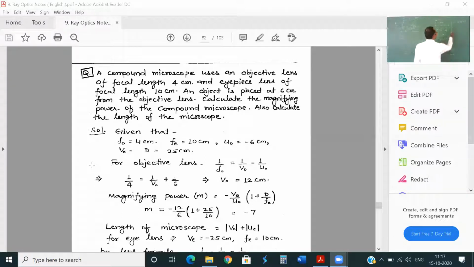So the length of the compound microscope will become V naught. What is V naught? Just now we have calculated. How much? 12 centimeter plus 7.14 centimeter. How much is it? It is 19.14 centimeter. Yes, finished. Everything is finished. Clear? This is how we need to calculate the problems.